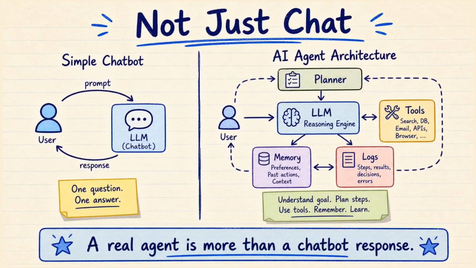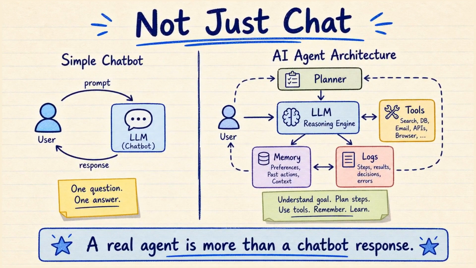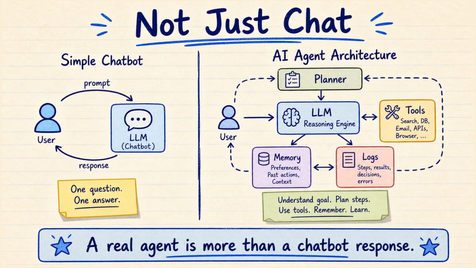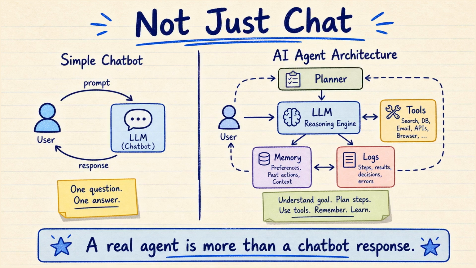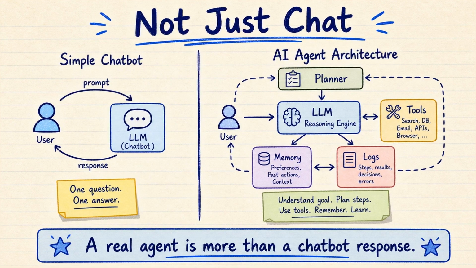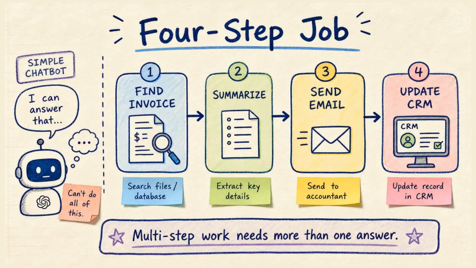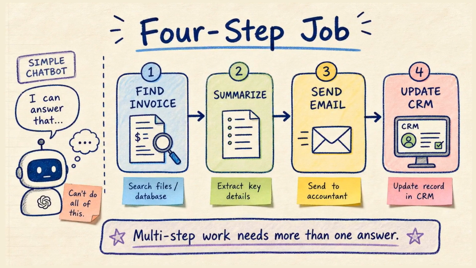Most people hear AI agent and picture a chatbot with a better prompt. But a real agent is not just a talking model. It is a small system built to reason, act, check results, and keep going toward a goal. The difference shows up the moment the work becomes multi-step.